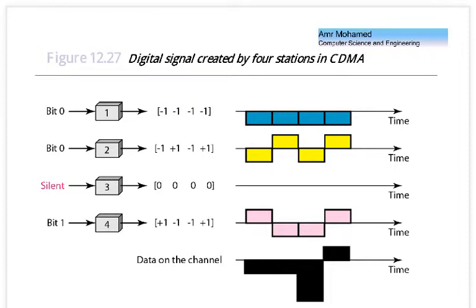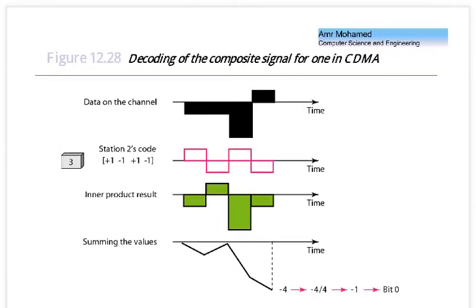In the next slide, what we need to do, imagine that we want to receive at station 3 because it was silent. Silent, it may be listening to the data from others. Now, station 3 wants to receive the data from station 2. In order for station 3 to receive the data from station 2, it needs to have the code of station 2. So the code of station 2 was 1, minus 1, 1, minus 1.